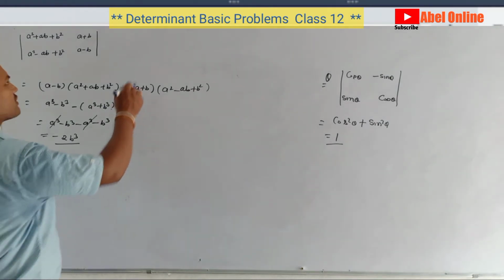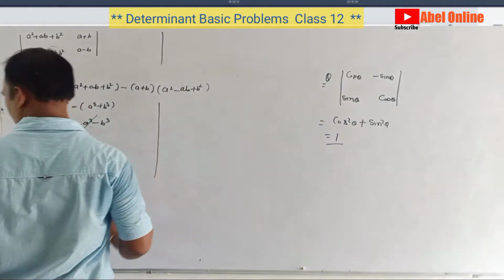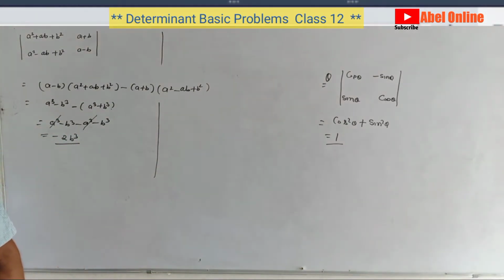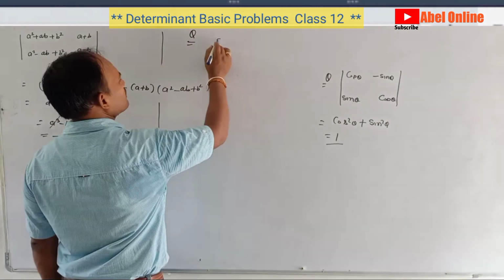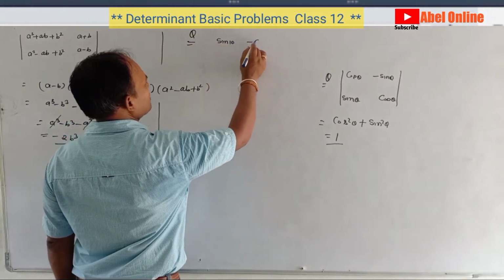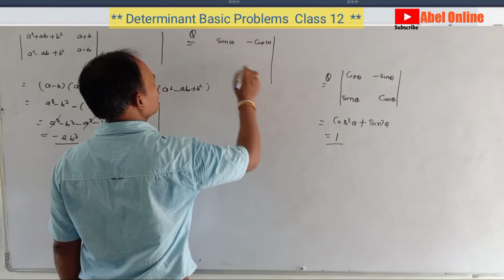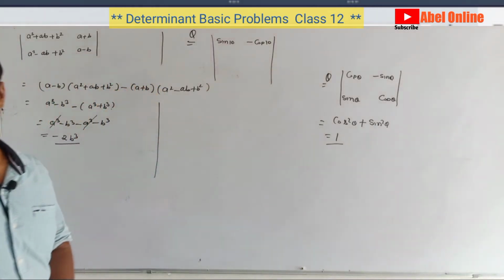Okay, so the next question is coming. What is the next question? When we solve the next question, that is sin 10 minus cos 10. This is the question.